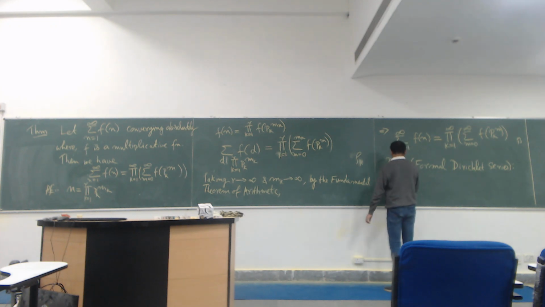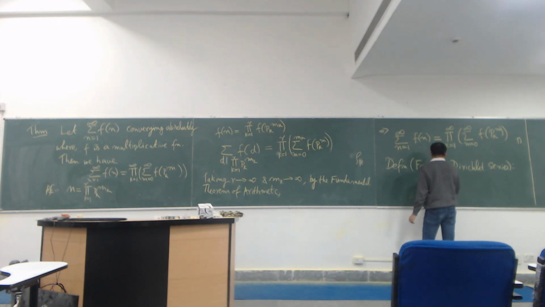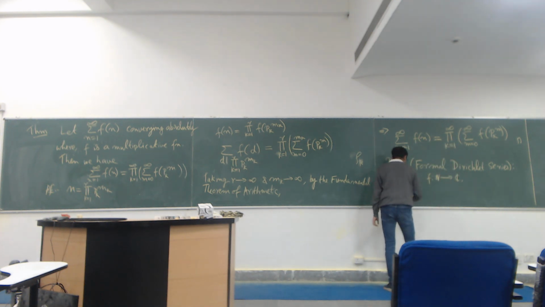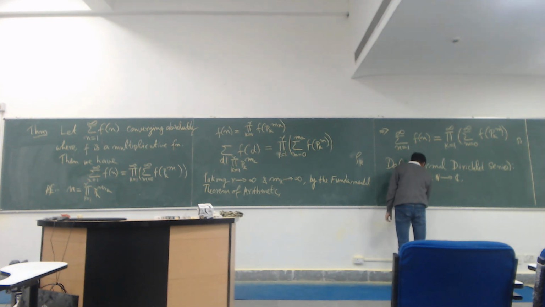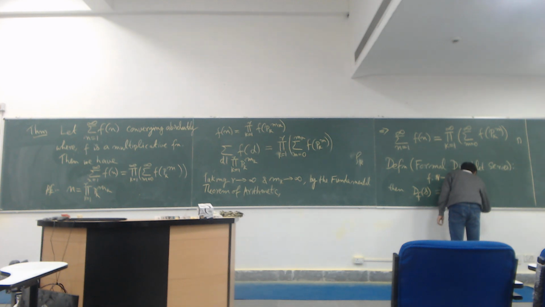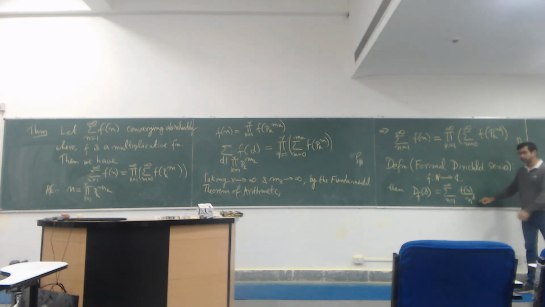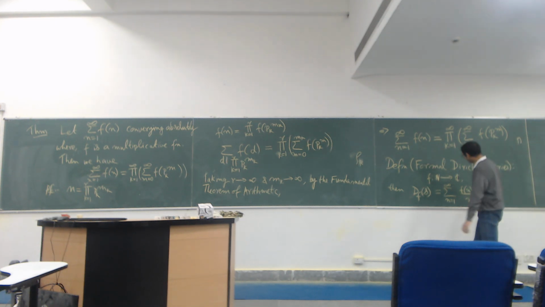Well, so how do we define a formal Dirichlet series? Suppose you have an analytic function f, then the formal Dirichlet series associated with f, we denote by D_f(s), as the sum over n of f(n) by n power s, where n is running over the natural numbers. Formal means that at present we do not care about its convergence. We can just define it this way.